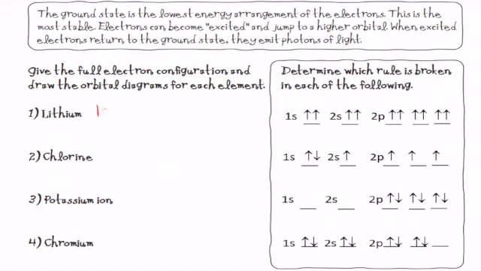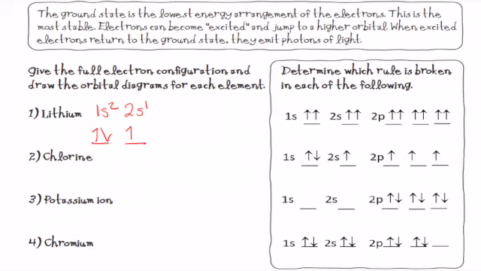So lithium is 1s2, 2s1. The electron configuration would be we have 2 electrons in the first shell. They must have opposite spins. And in the second s orbital, we have 1 electron. So that would be the electron configuration and orbital diagram for lithium.